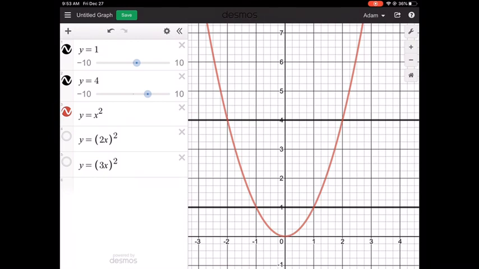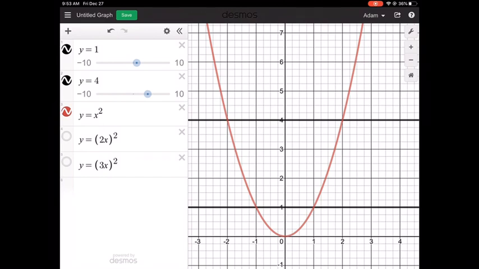Well, very similar to when we were doing a horizontal stretch, we do a horizontal shrink when you multiply the x value before you perform the function. So this parent function is x squared. Before we square this x value, we're multiplying it by some number, and in this case, we're going to be multiplying it by some number that's greater than 1. So how do we do this on our graph?